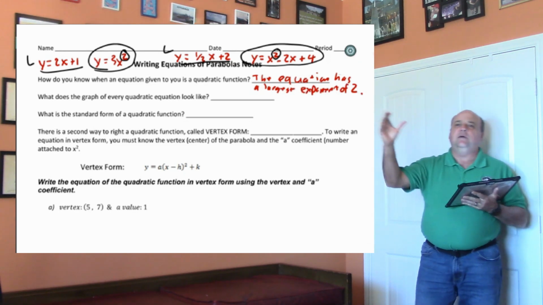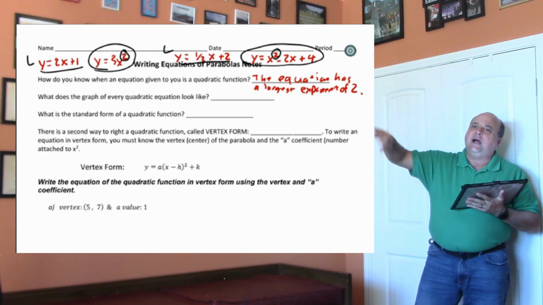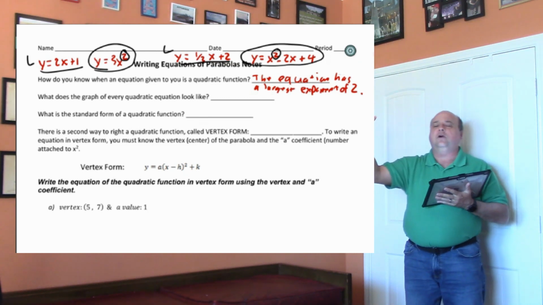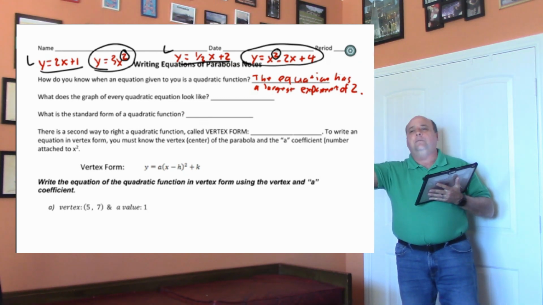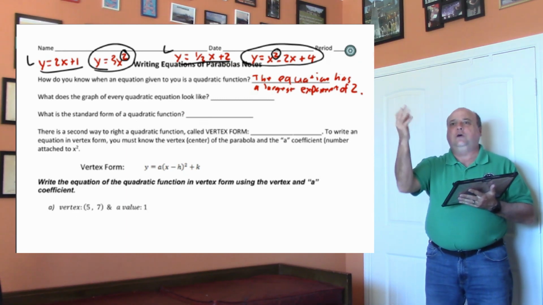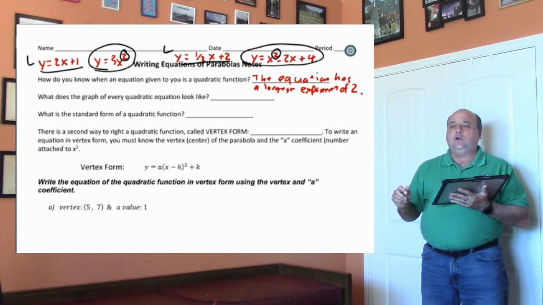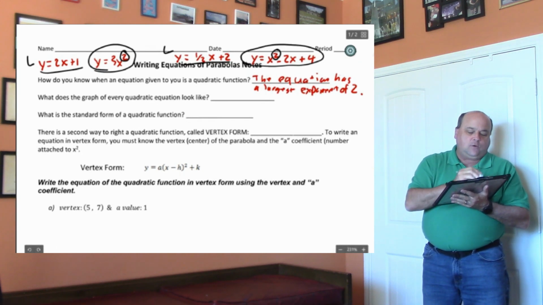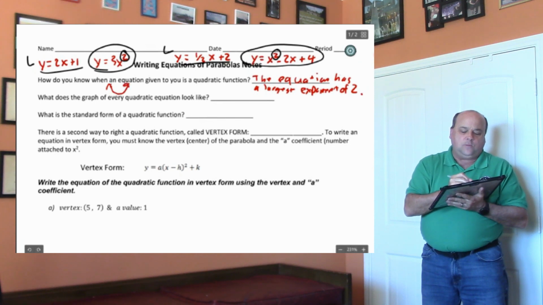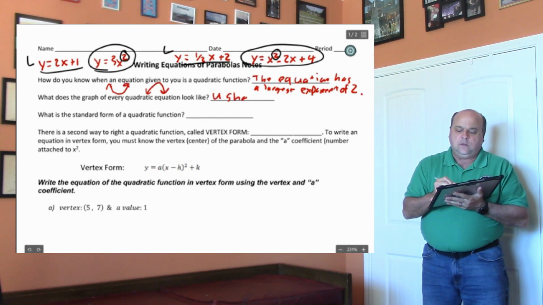Calculus is the study of these quadratic equations, cubic equations. It's a study of the lines that curve, the speed of the curve, the motion along the curve, the area above and below, all kinds of cool stuff. Your cell phones would not operate without these parabolas. How does the graph of every quadratic function look? The graph of every one is a curve that opens up or opens down. It's a U-shaped curve.